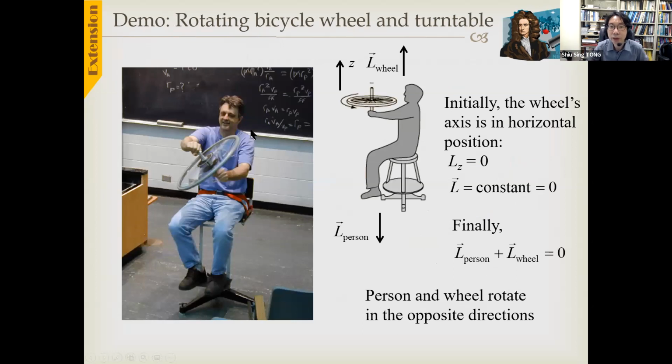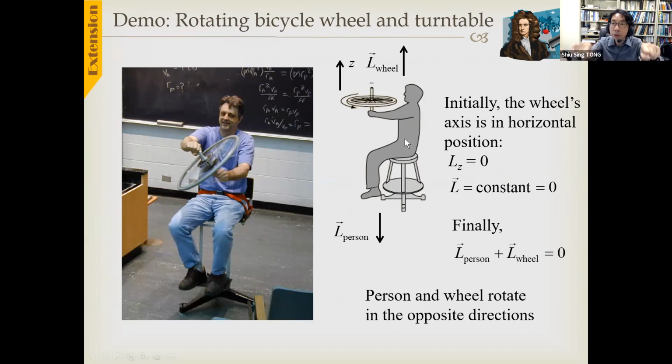Now, here is an interesting demonstration. The demonstration looks like this. A person is sitting or standing on a rotating platform, and he's holding a bicycle wheel. Initially, the bicycle wheel is held such that the axis of the wheel is horizontal.